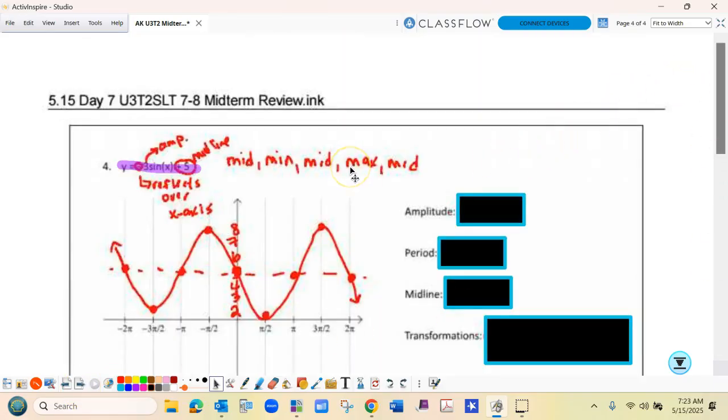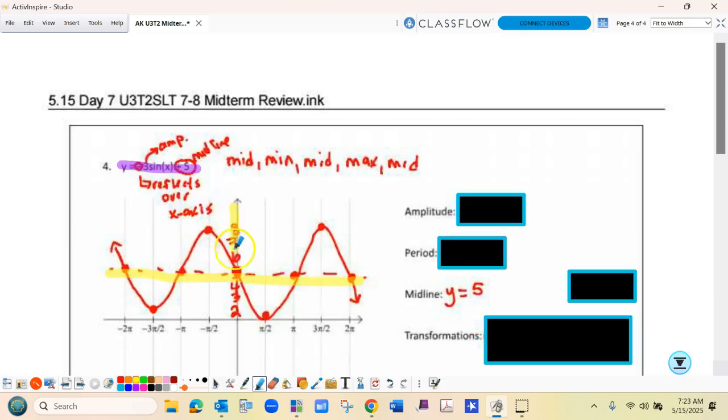Last page. Negative 3 sine x plus 5. Plus 5 always tells us what our midline is. So that's y equals 5. You're going to draw that, doing the y-axis yourself. You're going to number this yourself.